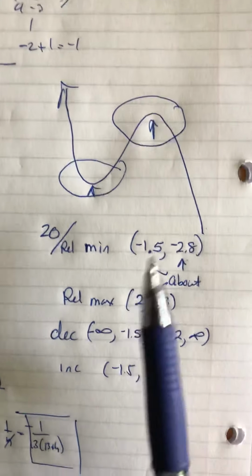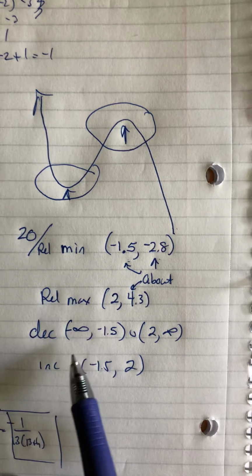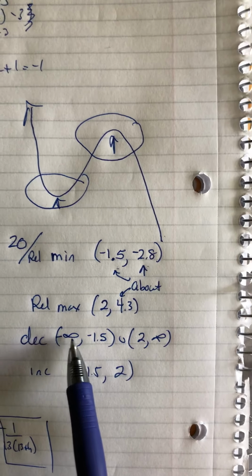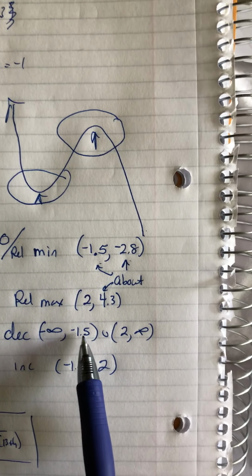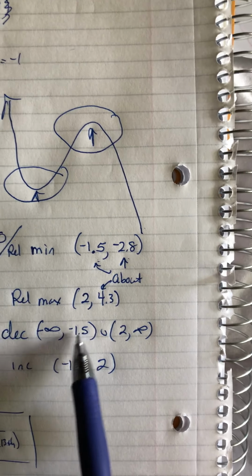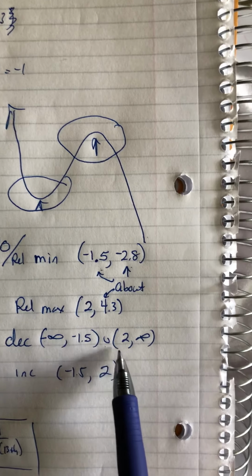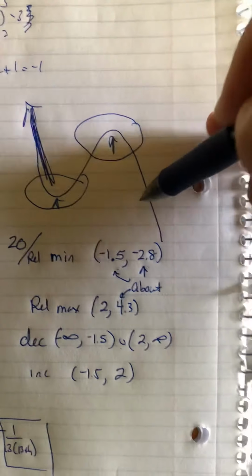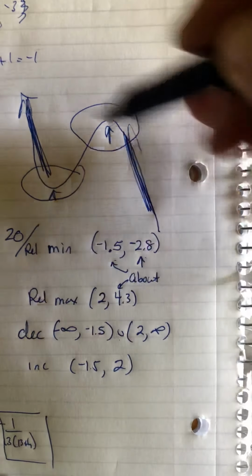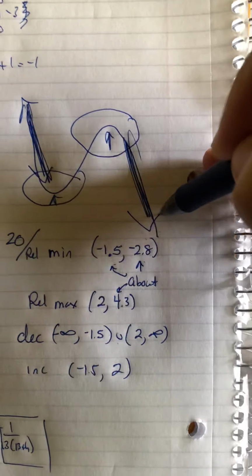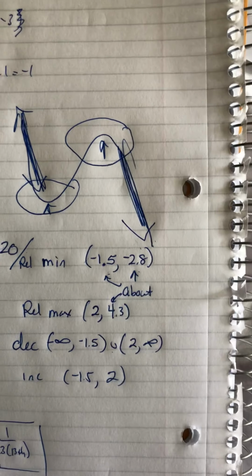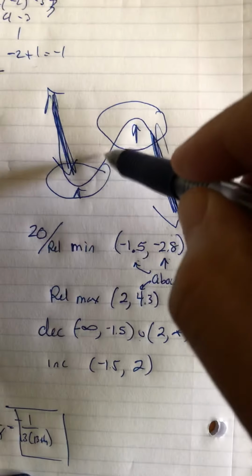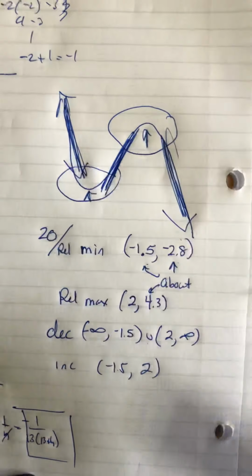Now, the decreasing part is anything that's going downhill from left to right. And so the graph is going downhill from negative infinity to about negative 1.5. That's the x value. And we're uniting that with from 2 off to infinity. So we're dealing with this region here, and we're dealing with this region here when we're talking about it decreasing. And then increasing is going from negative 1.5 to 2. So we're talking about this section in the graph there.